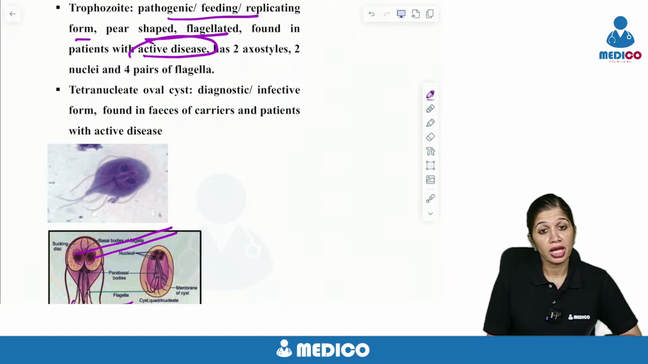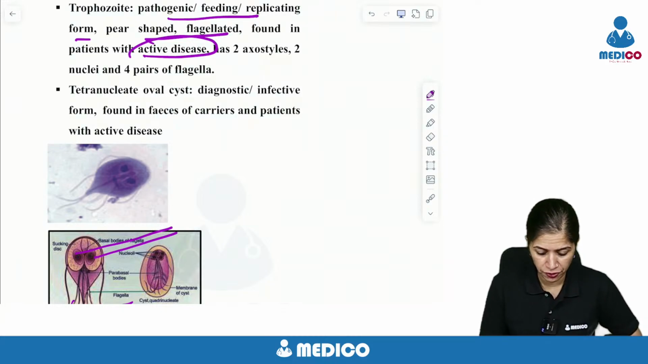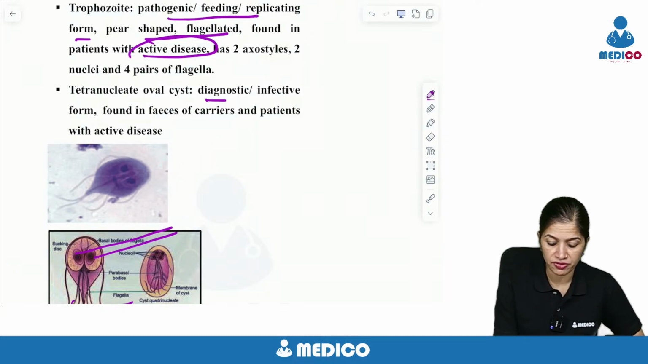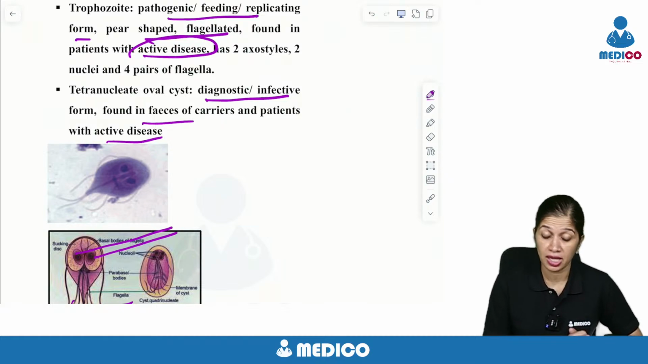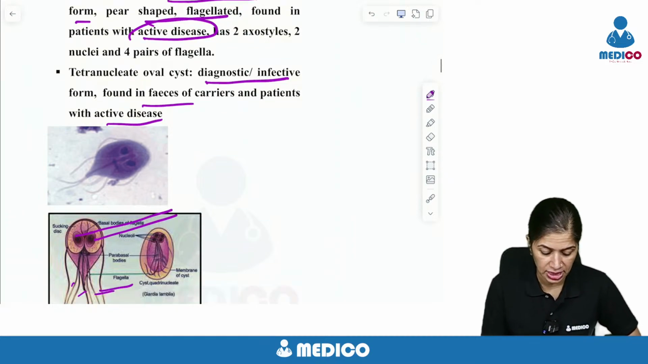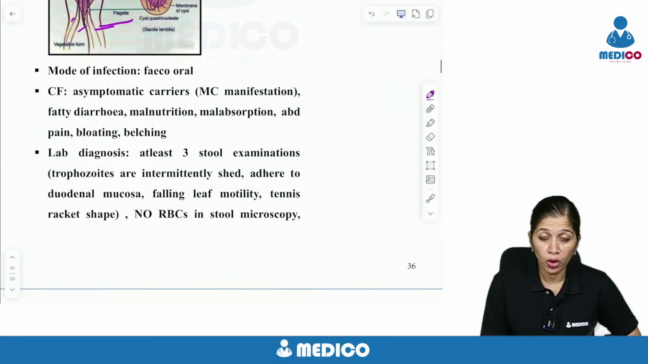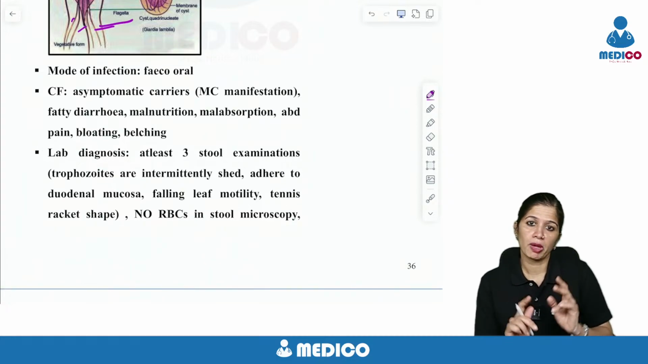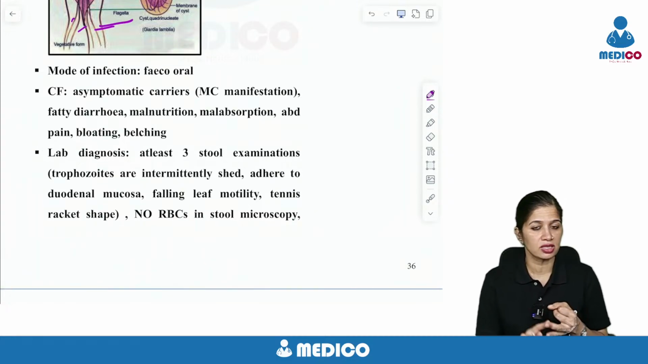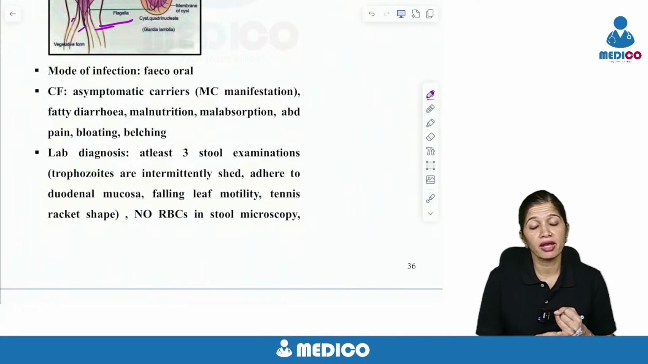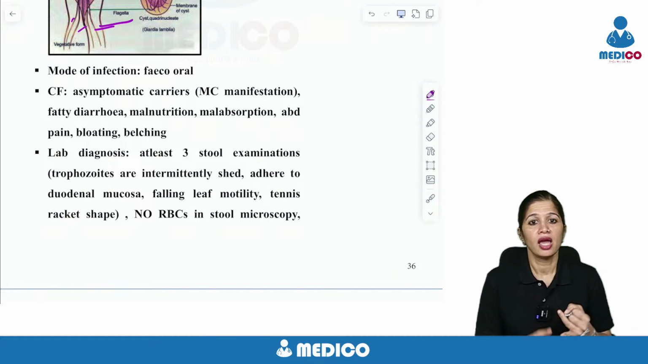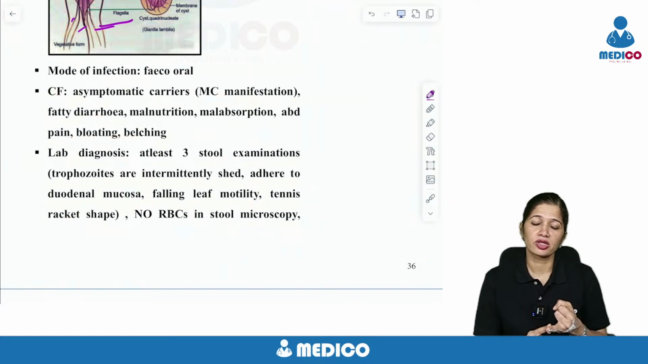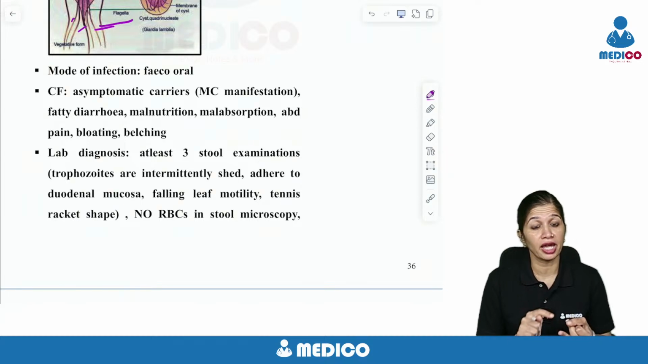Whereas the tetranucleate or oval cyst is the infective form, it's the diagnostic form. It's found in the feces of carriers and patients with active disease. The mode of infection here is fecal-oral. So remember this, there's trophozoite and there is cyst. The trophozoite is the feeding or replicating form, which is also seen in patients with active disease, whereas the cysts are the infective form and the diagnostic form.